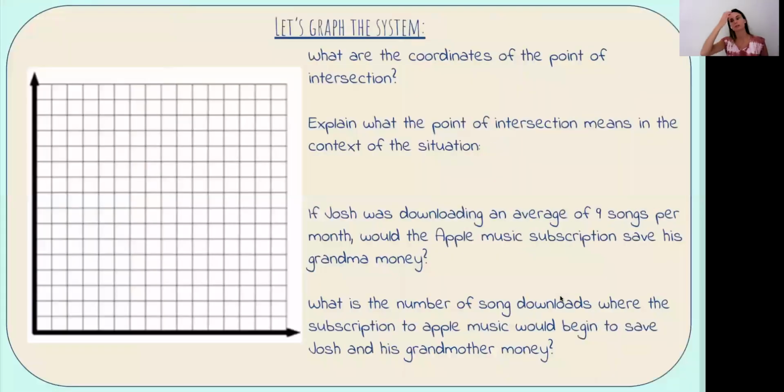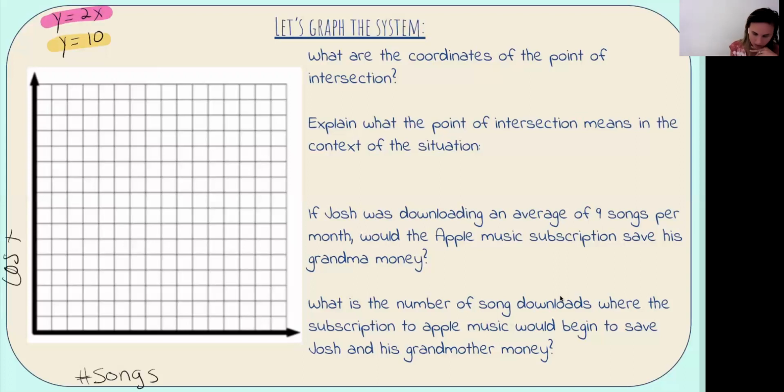So now we get to graph it, which is my favorite part because I'm very visual. So I like to see things written out this way. So first we have to graph the equations, and that means we should rewrite them here. And I'm going to highlight them in the corresponding colors that I want them to be. So we know that the x value is going to be the number of songs, and the y value is going to be the cost.